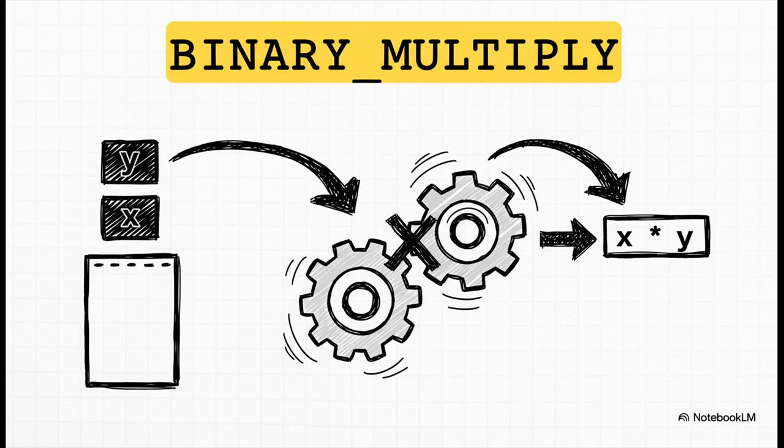And here's where the magic happens. The BINARY_MULTIPLY instruction comes along. It takes the top two values off the stack, first y, then x, it multiplies them together, and then it pushes the single final result back onto the stack. All that complexity is handled in just one elegant, super efficient operation.